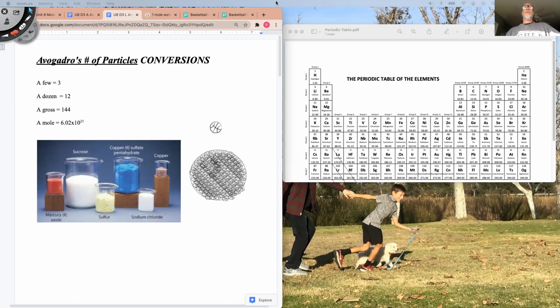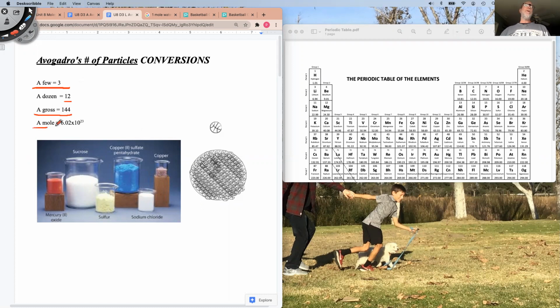So just as a quick review, ladies and gentlemen, let's take a look at what Avogadro's number, or a mole, actually is. So what is a mole? Well, it's a number. And that's all a mole is. It's just a number. Like the word a few means three. So if you ask somebody for a few dollars, they're going to give you $3, no more, no less. You ask for a dozen, you're going to get 12 of something. You ask for a gross of pencils, you're going to get 144, which is a dozen dozen, right?